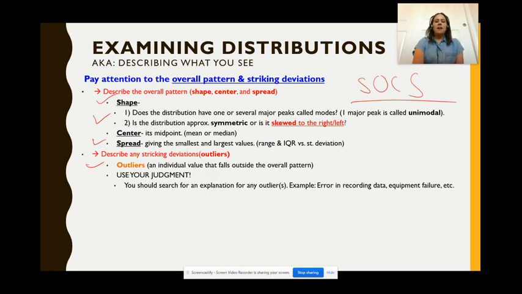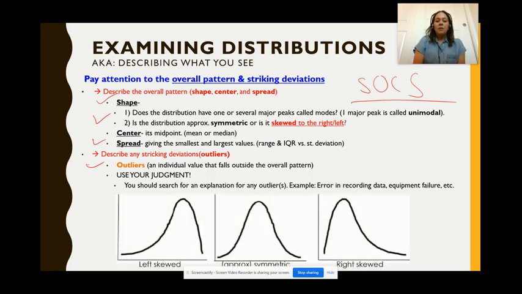All right, so the shape has to do with the overall look of it. Is it unimodal? Does it have one peak? Is it symmetric? Is it skewed one way or the other? When I say skewed left versus right, I'm talking about these options down here. Symmetric, we're relatively familiar with, but skew left and skew right are actually opposite of what you would naturally think. A lot of people look at this skewed left distribution right here and they immediately want to say skewed right because it looks lopsided to the right.